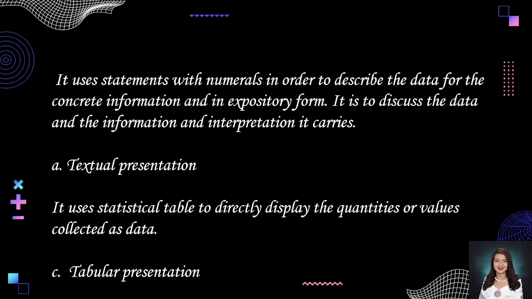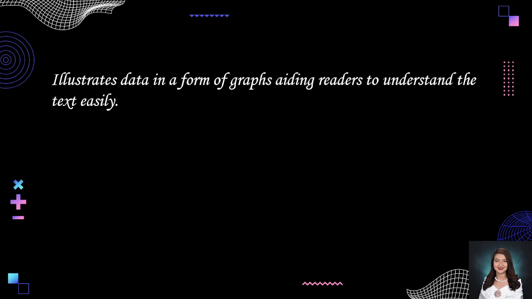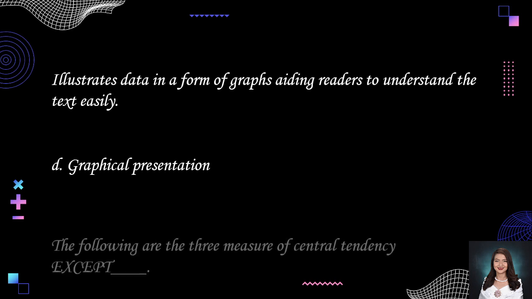The data gathered shall be presented, analyzed, and interpreted that can be easily understood by the reader. Data may be presented in textual, tabular, graphical, or a combination of. Illustrates data in a form of graphs, aiding readers to understand the text easily. The correct answer here is graphical presentation. A graph is the most attractive, effective, and convincing way. There are various types of graphs we can prepare like bar graph, circle graph, line graph, and also picture graph.